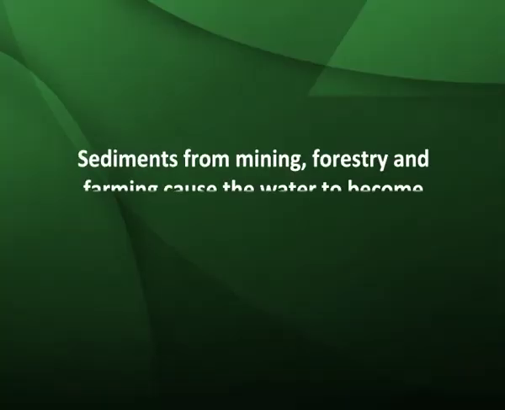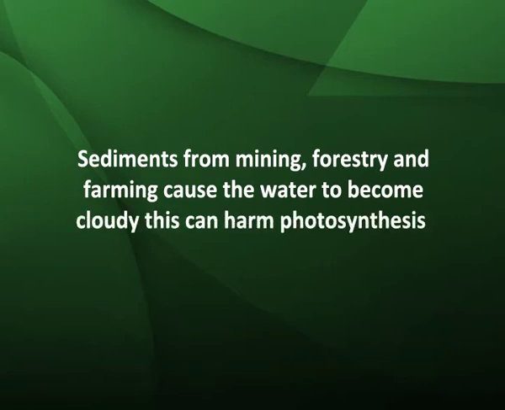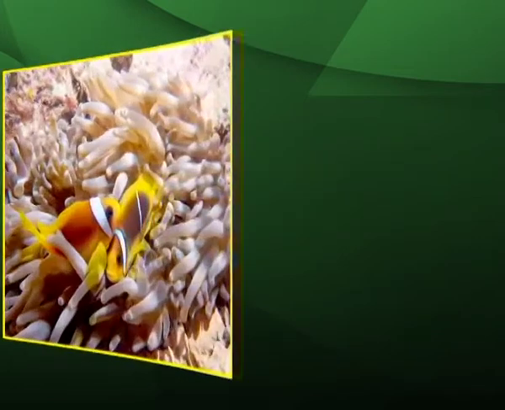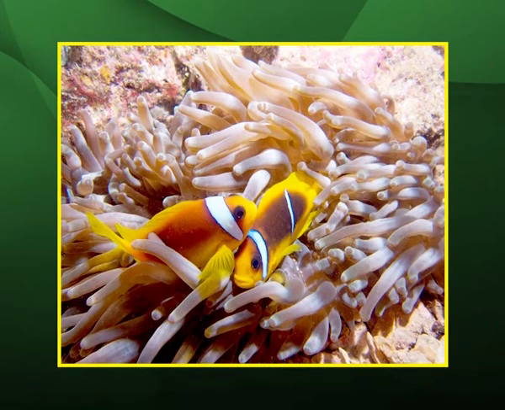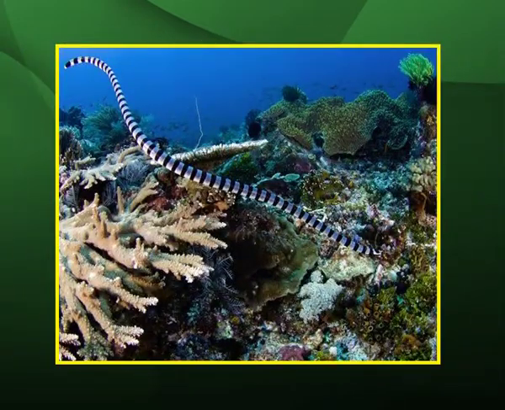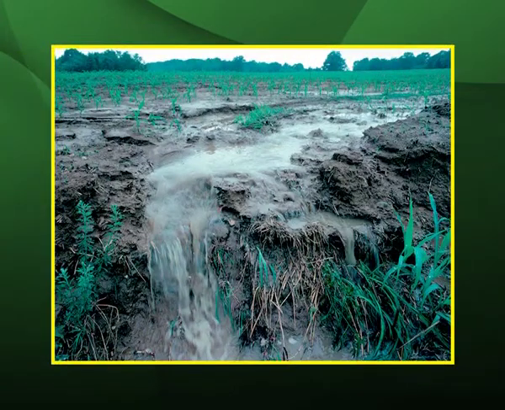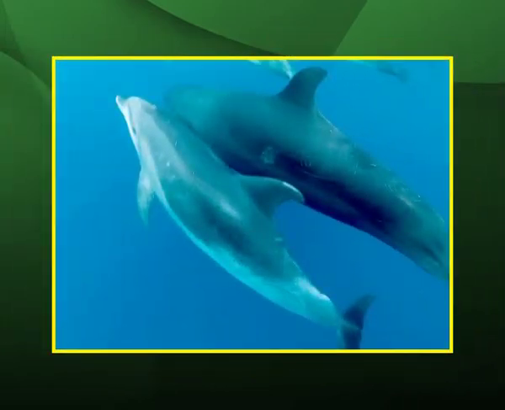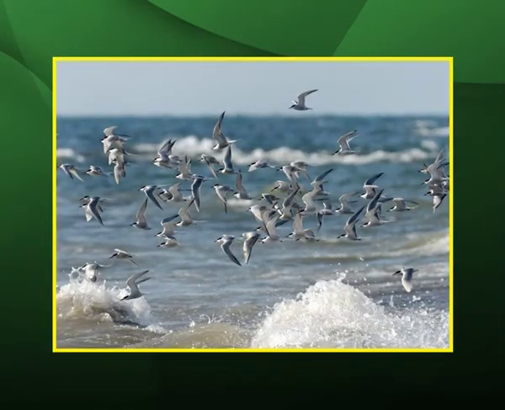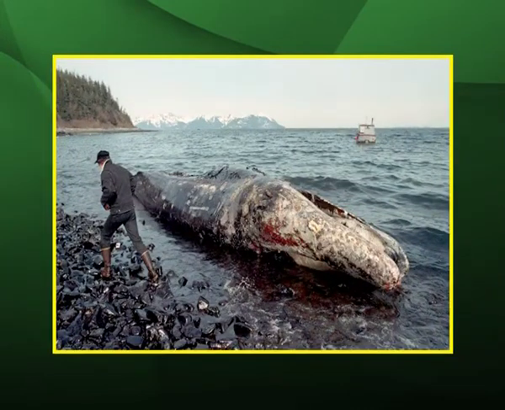Sediments from mining, forestry and farming cause the water to become cloudy. This can harm photosynthesis underwater. It can also bury marine habitats, which can kill fish and other marine species such as coral. Pesticides like DDT and other chemicals run into rivers and through the food chain, building up in large quantities in marine mammals and birds, and cause them to have reproductive failure, which causes a decline in the number of these marine mammals and birds.